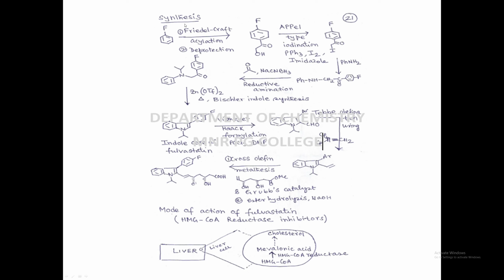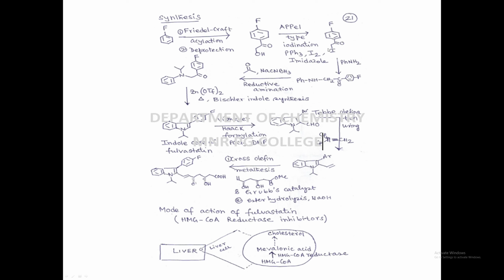This molecule starts from fluorobenzene. This fluorobenzene is subjected to acylation, followed by deprotection. Acylation means the RCO group, with the C double bond O directly connected to the benzene ring, and the next carbon, which is the alpha carbon, has the OH group. Now this OH group is actually the leaving group.